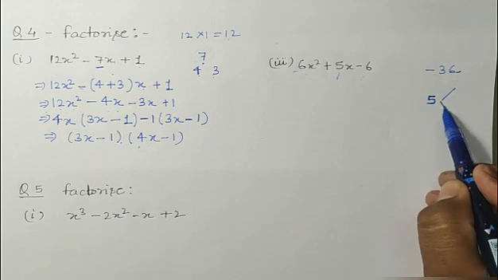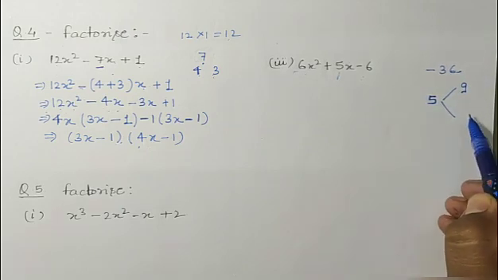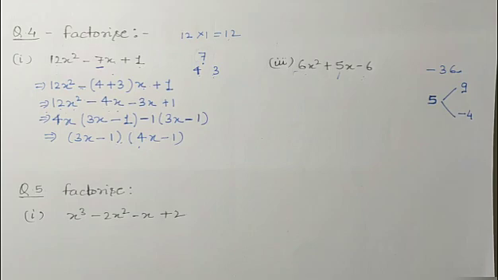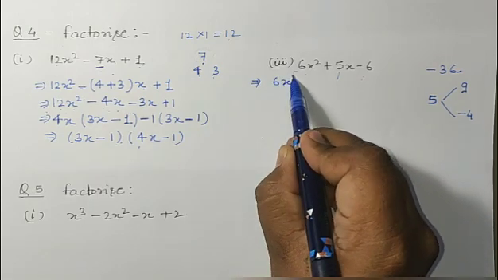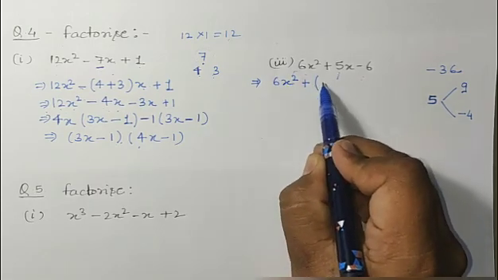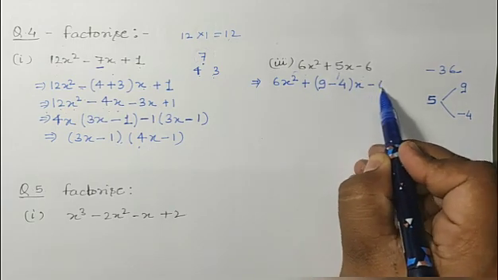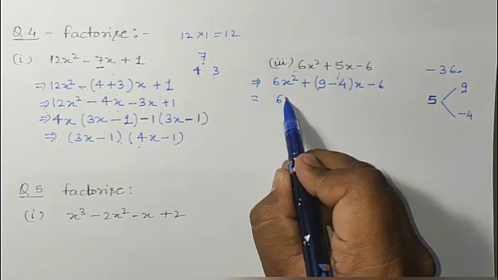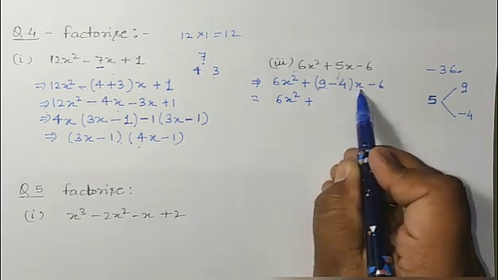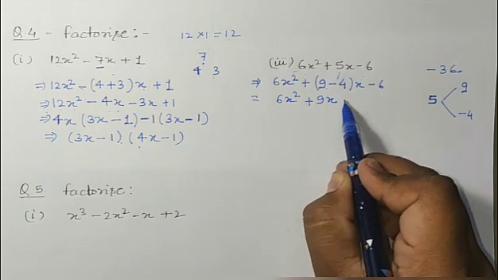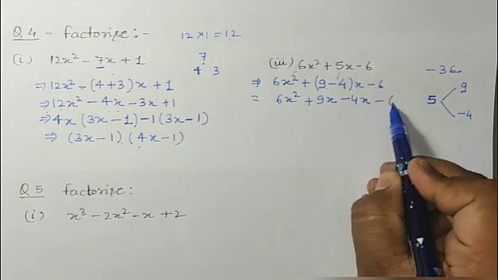So if we take two numbers as 9 and minus 4, 9 minus 4 will be 5, and 9 into minus 4 will be minus 36. So like this you can solve the question. So it will be 6x square, in the place of 5 we will write 9 minus 4, x was there, minus 6. Now 6x square plus 9 into x, 9x, minus 4 into x, minus 4x, minus 6.